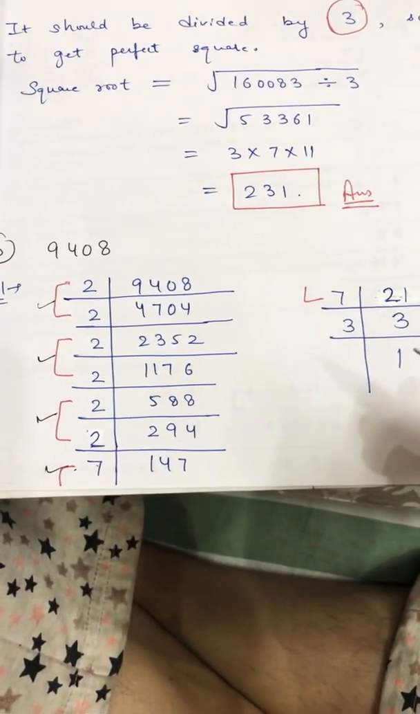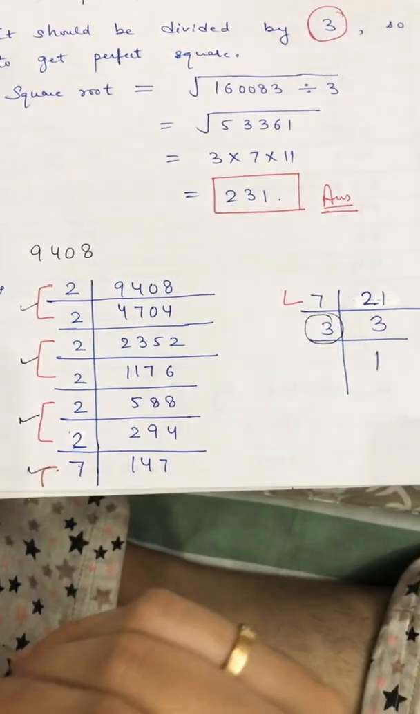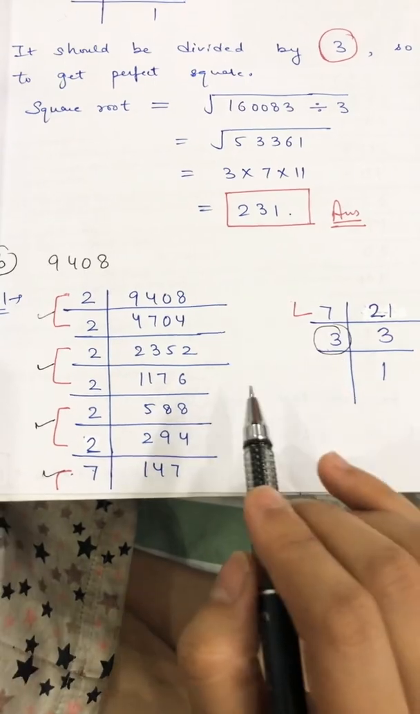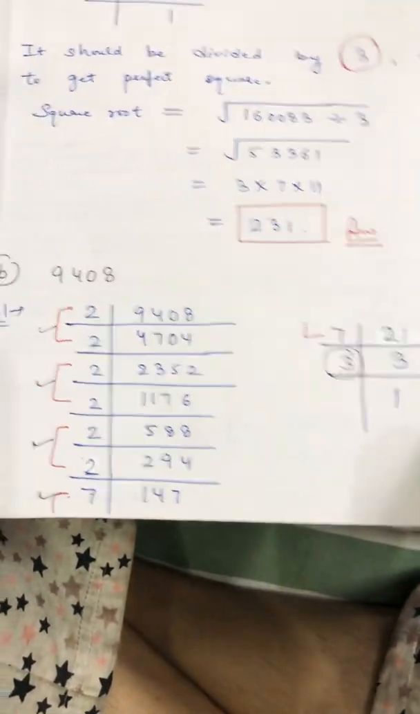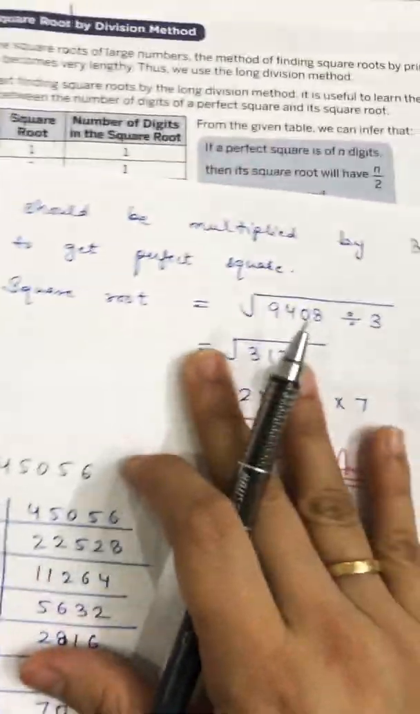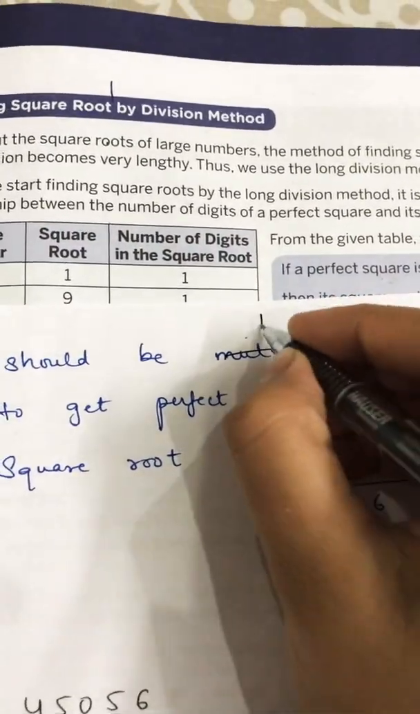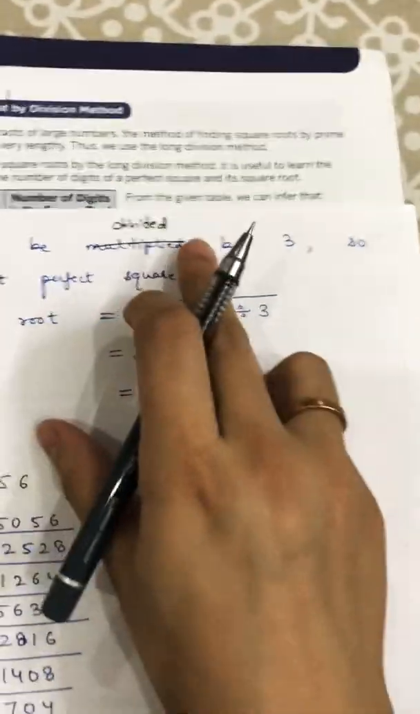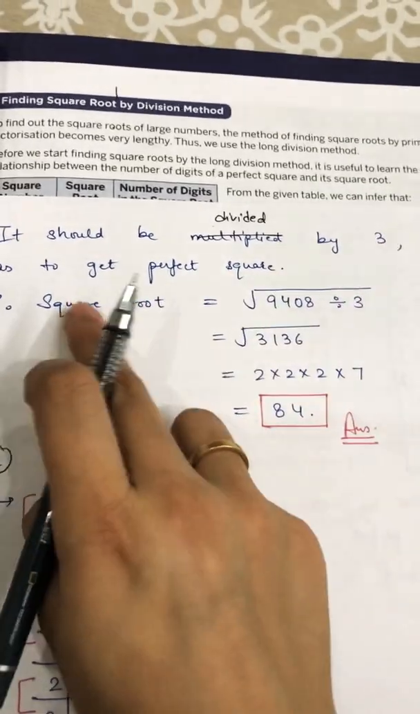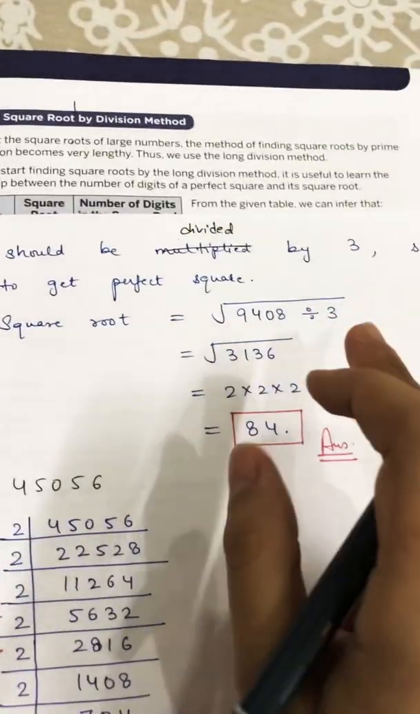Which number is single? Which number is left now? Which is not in pair? 3. This is left. Okay, this 3 is left. So by which number we will divide? We will divide with 3. Sorry, mistake is that here it should be divided by 3 so as to get the perfect square. Okay, so it should be divided with 3.